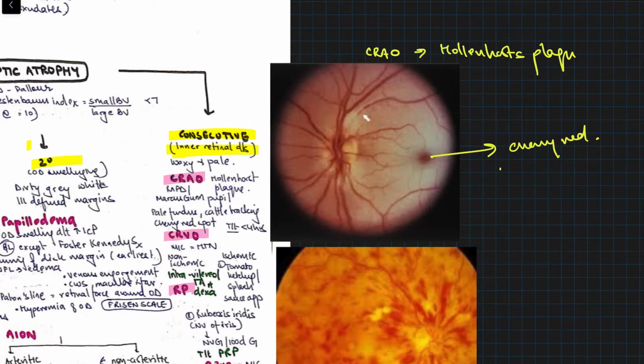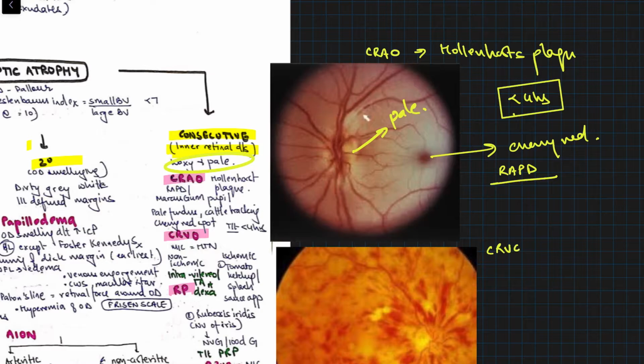Then it is also associated with RAPD, right? Afferent pupillary defect, and the fundus will be pale because this is a consecutive optic atrophy. In all consecutive atrophy, the fundus is waxy and pale. Okay, and remember it should be treated within 4 hours. Then next is central retinal vein occlusion. One more thing here, the vessels will appear segmented in CRAO, right? And this is known as cattle tracking of blood vessels.